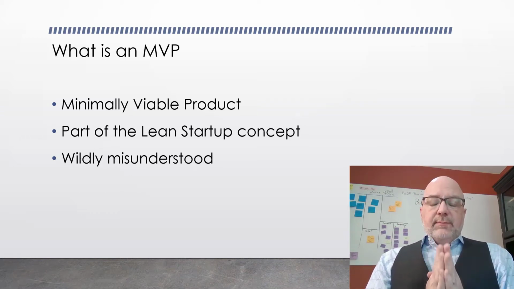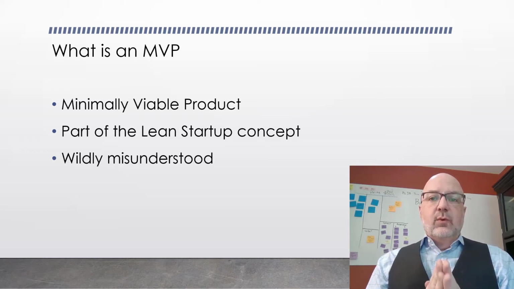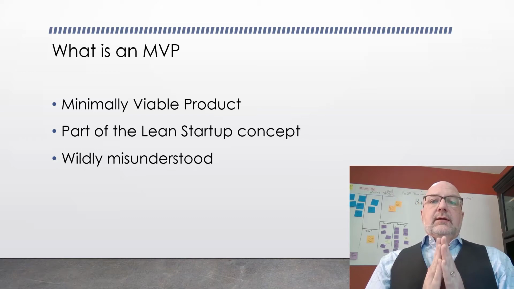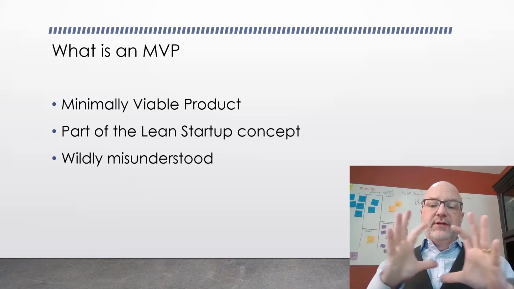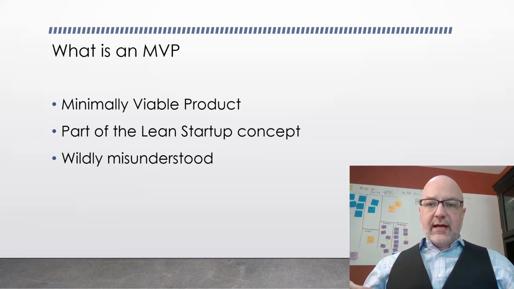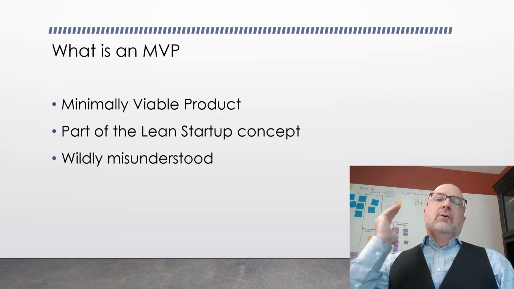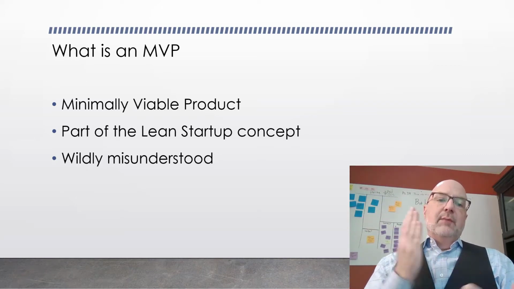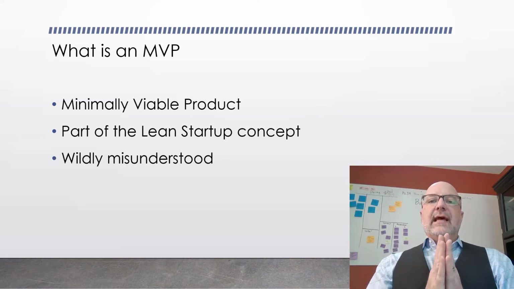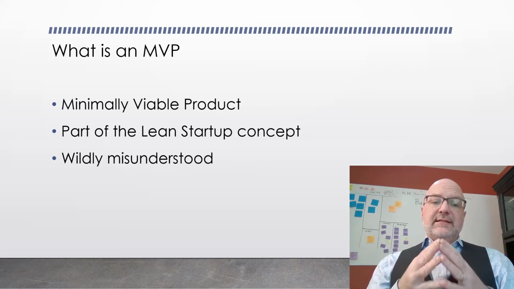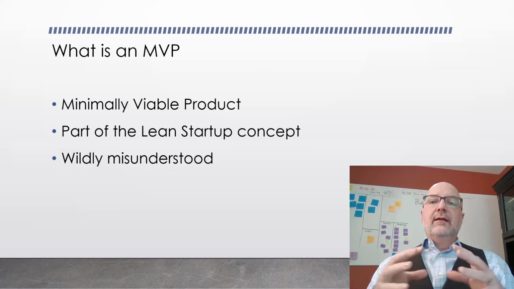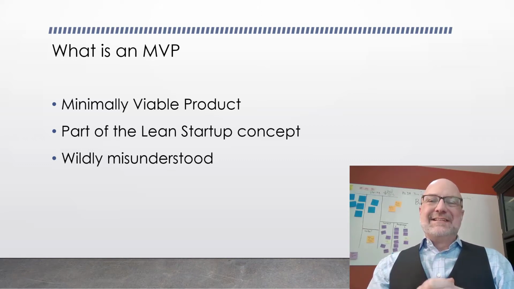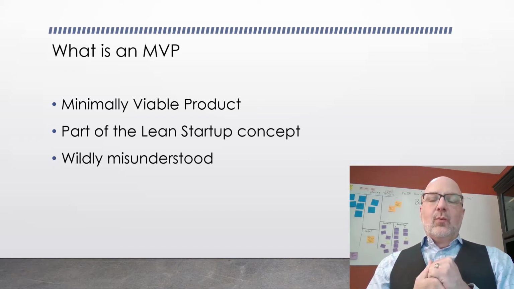Now, please don't make me go back and tell you that it is not release 1.0 of your product. I've done enough videos about that and other things like that, the combination of the design thinking, lean startup, and agile process. Go watch that video. Go watch the other video on what an MVP is and what it isn't. A minimally viable product is a test. So that's what we're going to talk about here. It is a test of a concept that you developed, hopefully in that initial design thinking mode. So part of the lean startup, and it is wildly misunderstood.